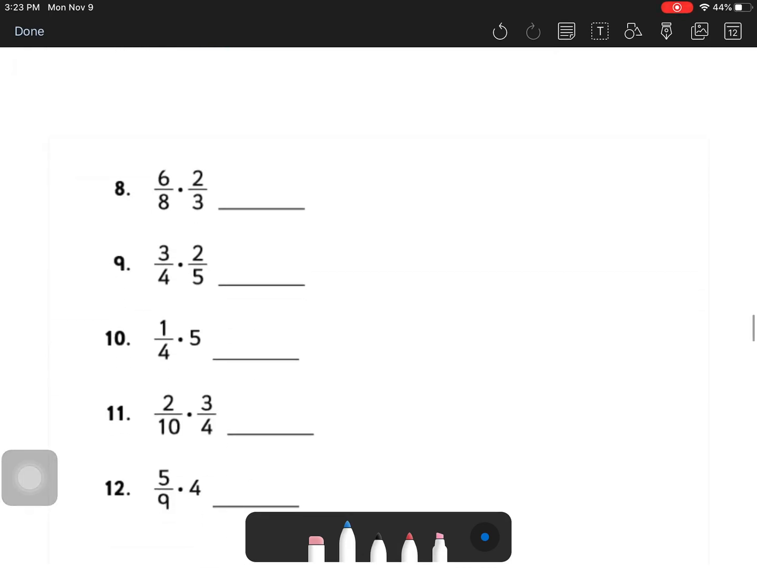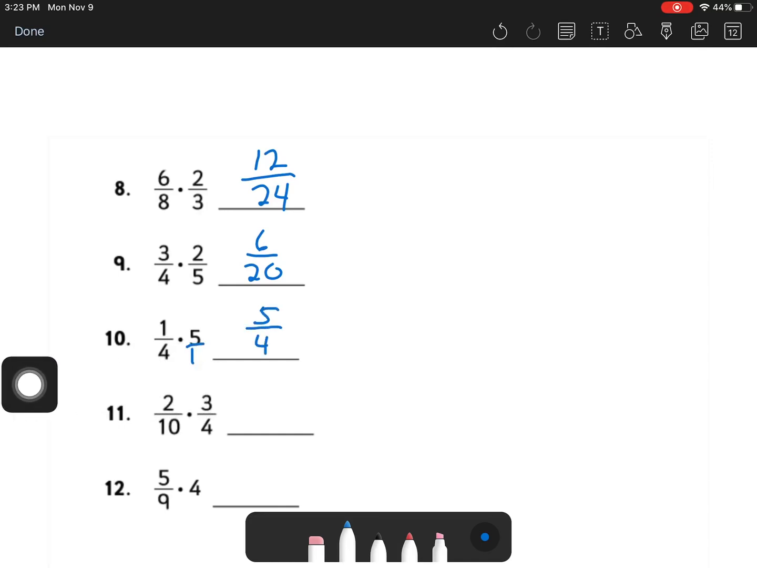Okay, and just a few more here. 6 times 2 over 8 times 3 is 12 over 24. 3 times 2 over 4 times 5, 6 over 20. And again here, you could rewrite this as 5 over 1, so it'd be 1 times 5 and 4 times 1, so I'd have 5 over 4.